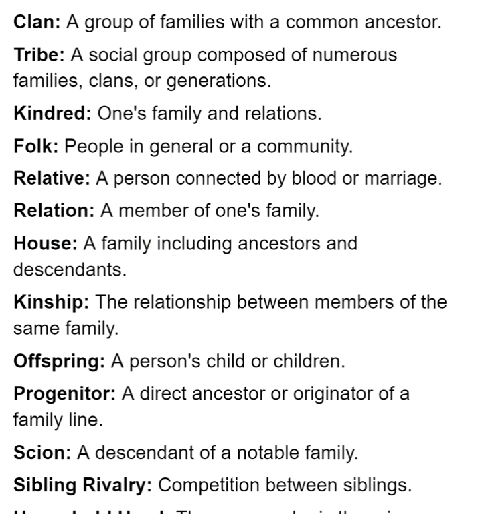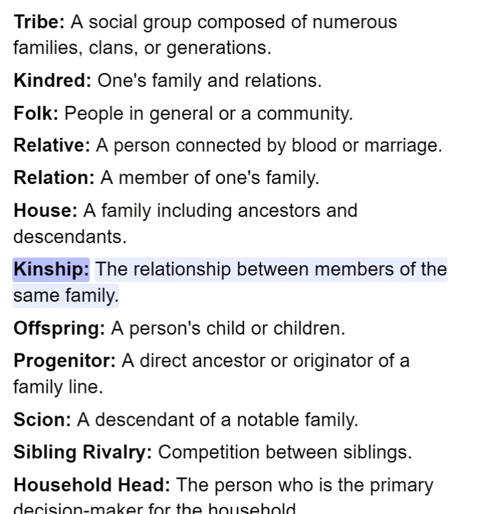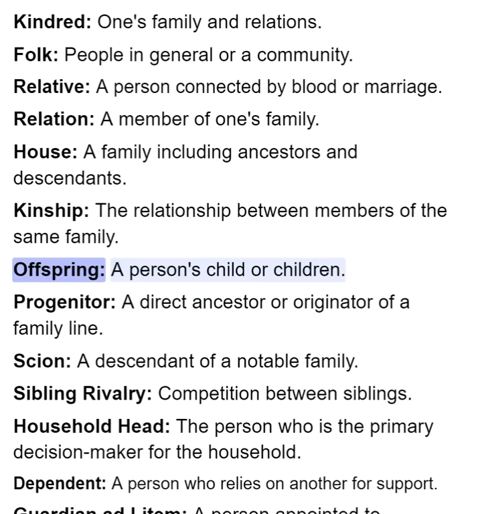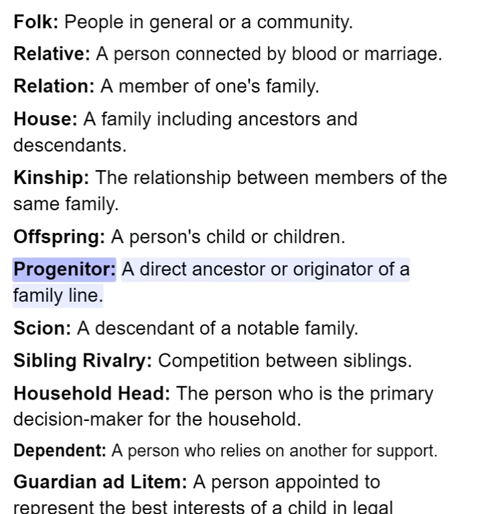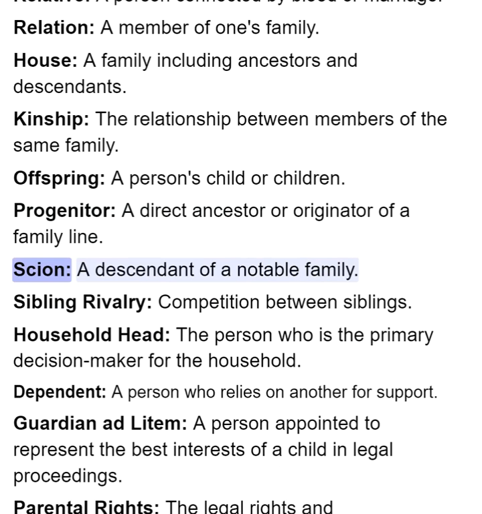Descendants. Kinship, the relationship between members of the same family. Offspring, a person's child or children. Progenitor, a direct ancestor or originator of a family line. Scion, a descendant of a notable family.